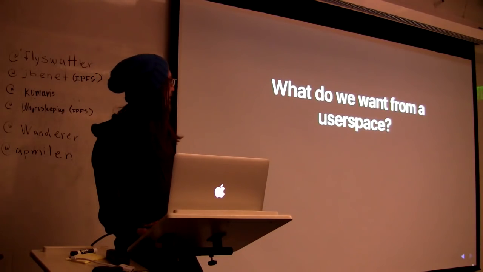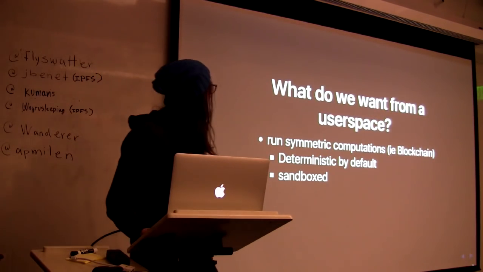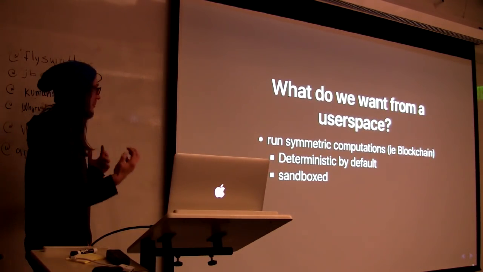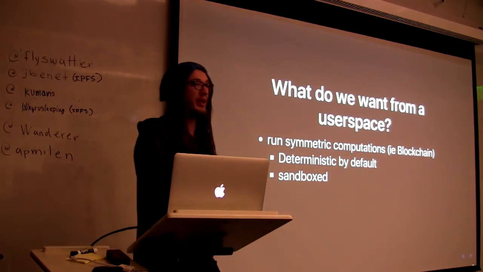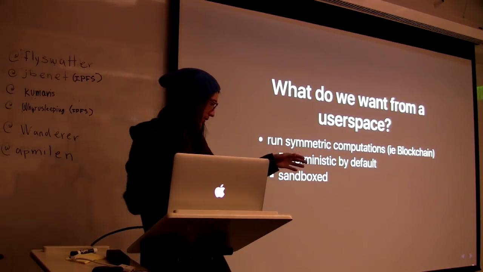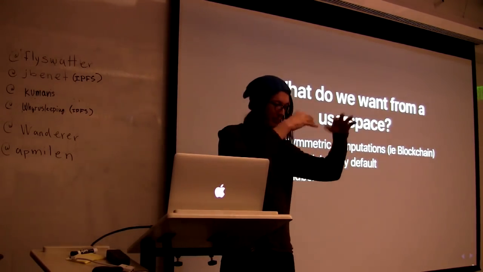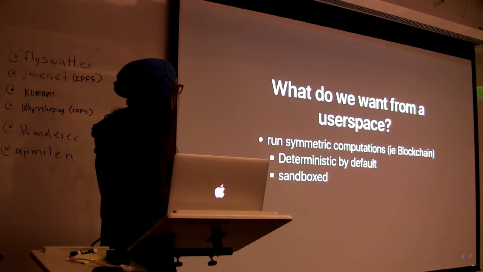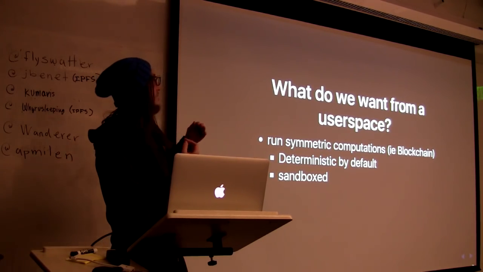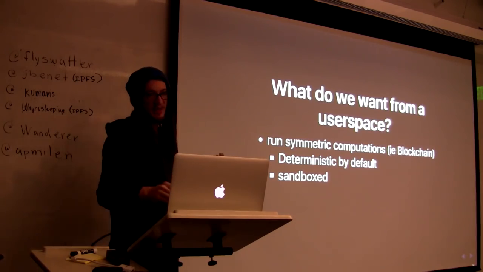So what do we want from user space? Well, we know we need to run symmetric computations. I'm starting from Ethereum and trying to work backwards from what we want. We have Ethereum, we have a content addressable file system, so let's try to work backwards. We know we need symmetric computation. It needs to be deterministic by default. It needs to be sandboxed.